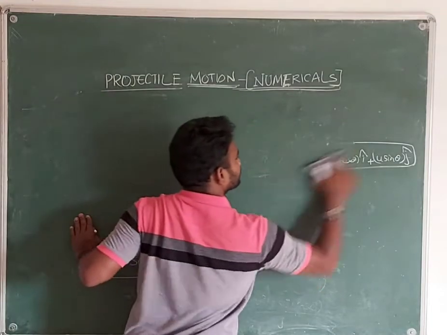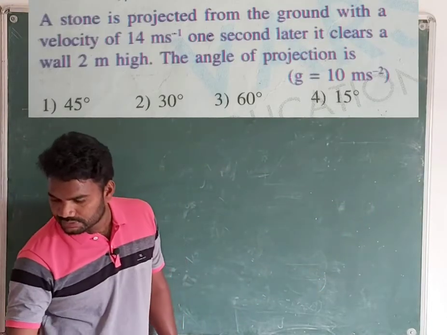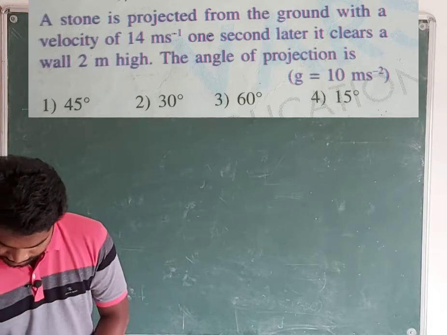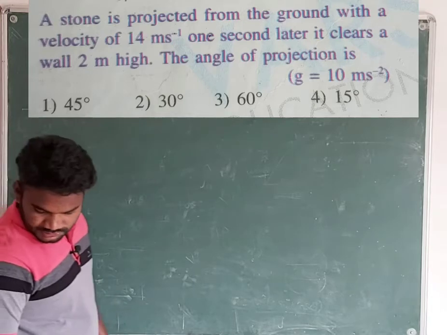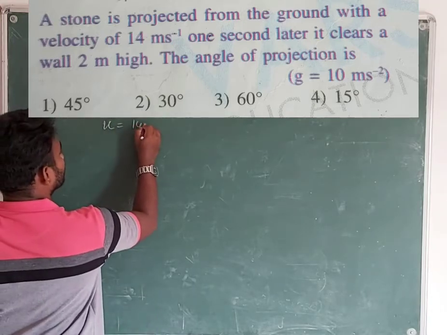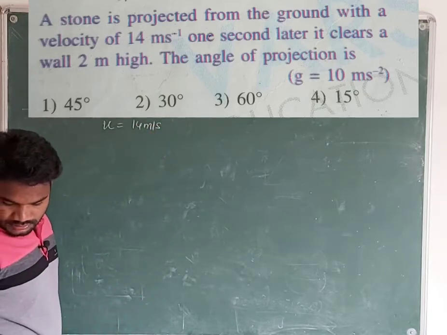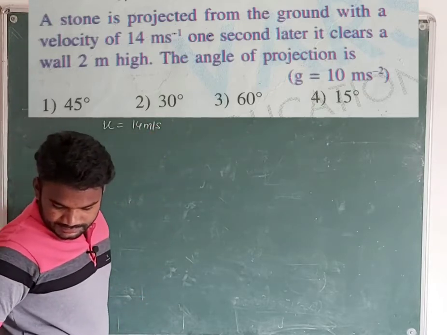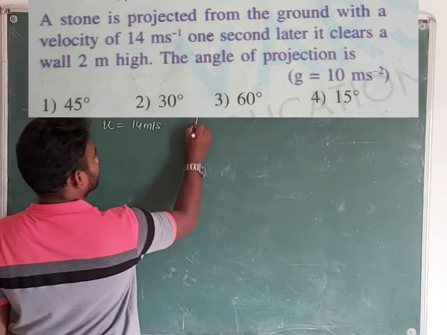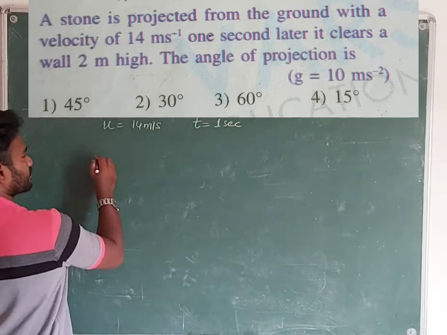Question number 2. Write down the second question, students. Make it fast. A stone is projected from the ground with a velocity of 14 meter per second. One second later, it clears a wall of 2 meter height. So the time is given as 1 second. After 1 second, it clears a wall.